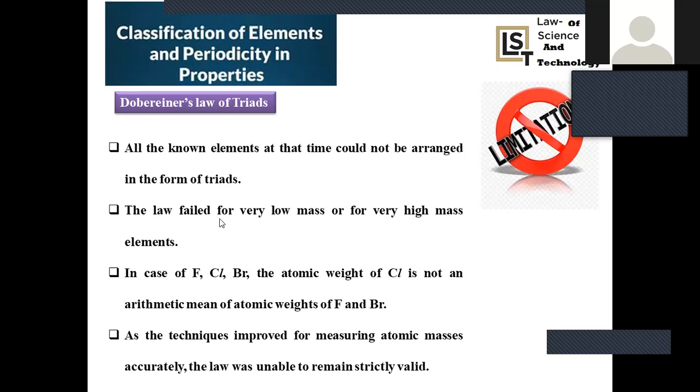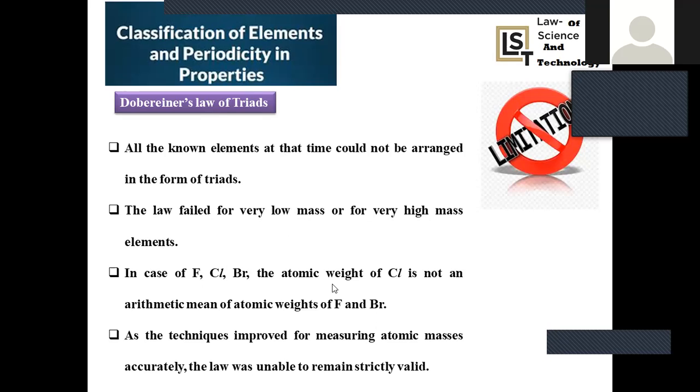at that time. The law failed for very low mass and very high mass elements. If the element has moderate atomic mass, in between, then it is easily applicable. If you go with hydrogen, or otherwise very heavy elements, in that case you are not able to make certain triad systems. Only elements of moderate atomic mass will be suitable for this triad system.